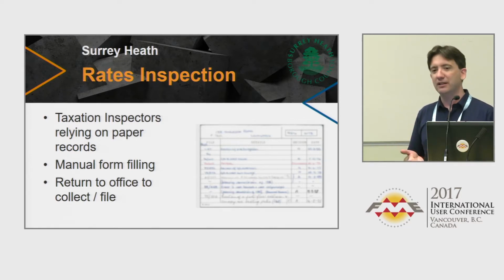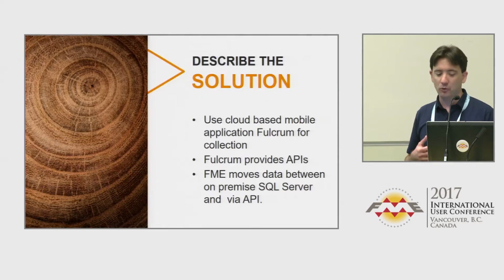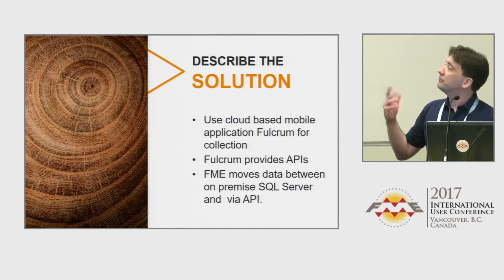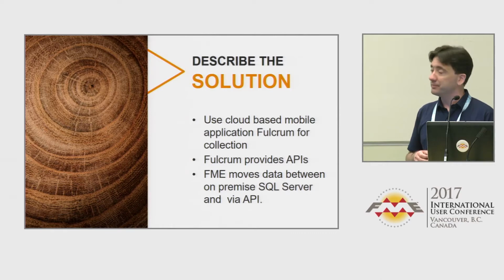But it's a completely manual process. So they have a lot of paper form filling, there's a lot of chance for error, and they wanted to get rid of that whole process and really automate it. So they used a third-party mobile application that allows them to do all that form filling on the handheld device, which is Fulcrum. But Fulcrum provides a wide range of APIs.